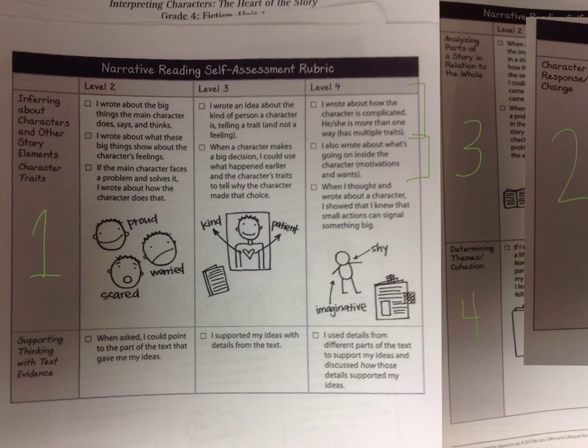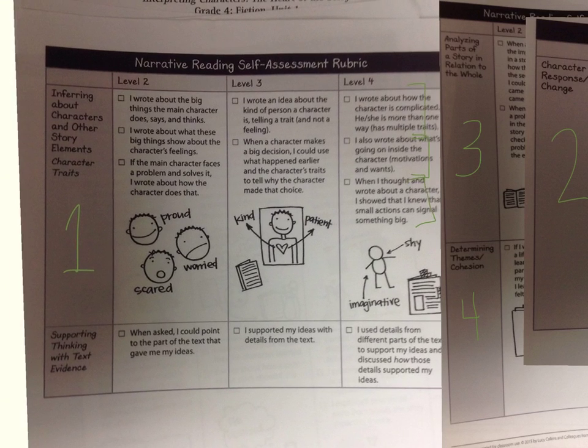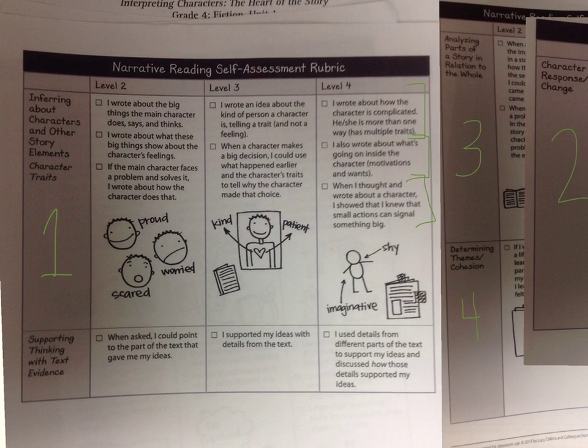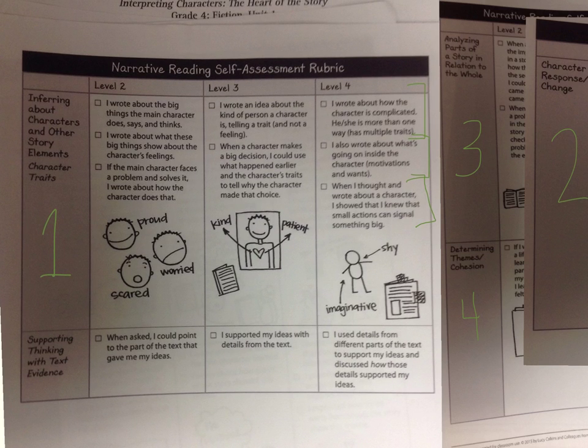Or another option would be thinking and writing about the character and showing all that you know about their small actions and how that can signal something big. So again, if you got a 1 or a 2 on question 1, those 3 things are your options for a goal for this unit.